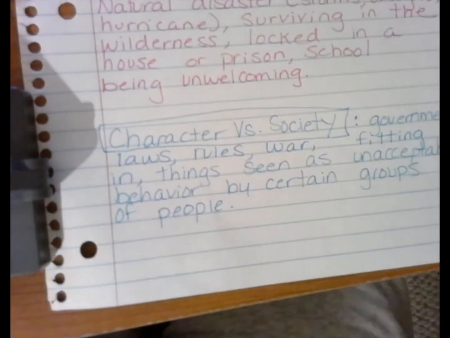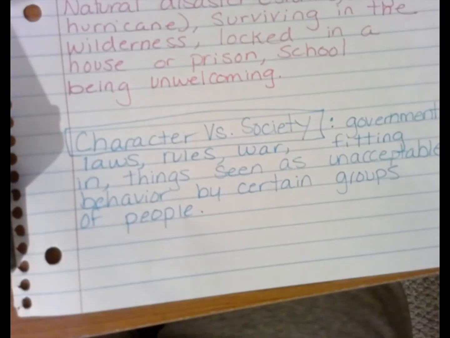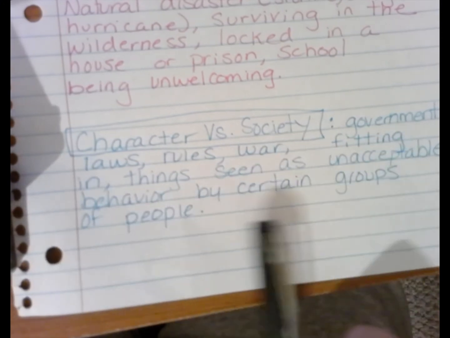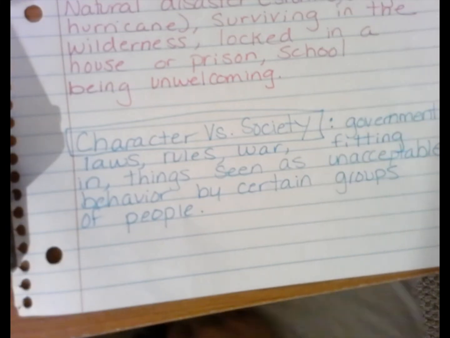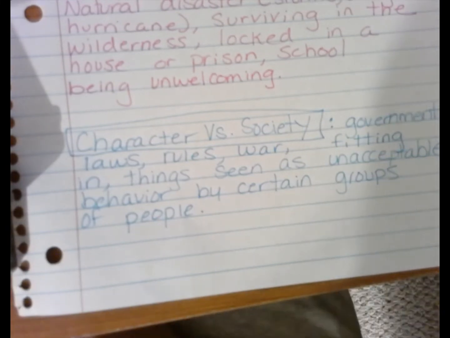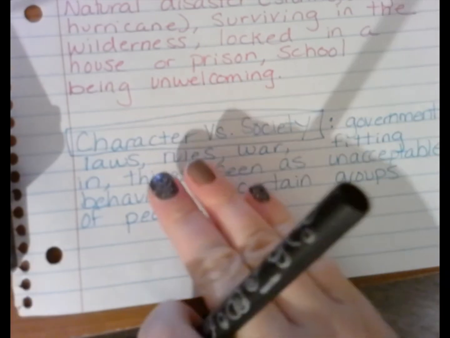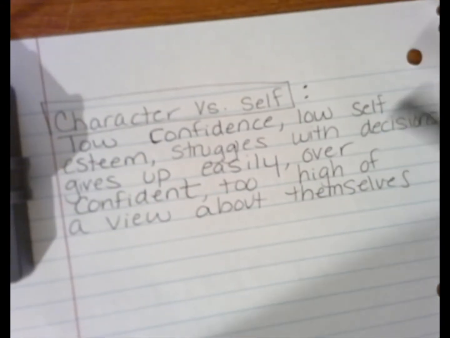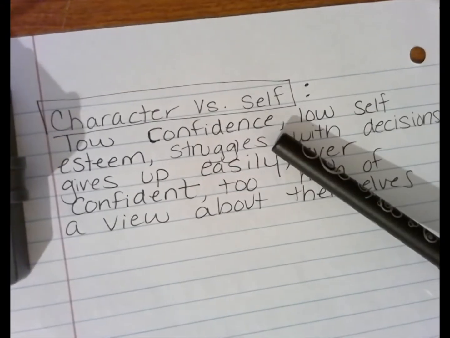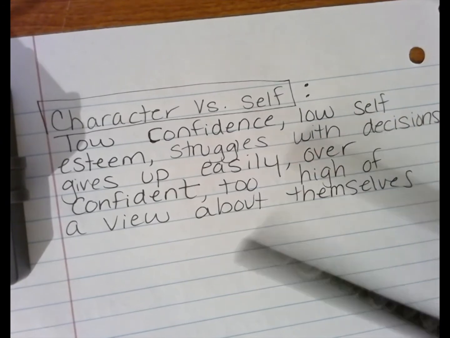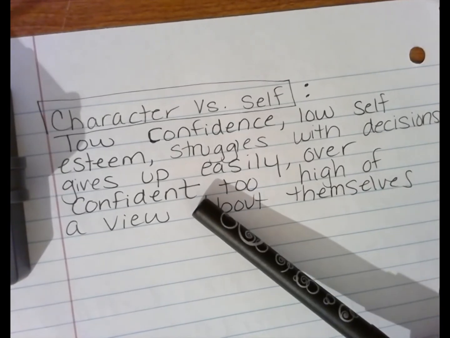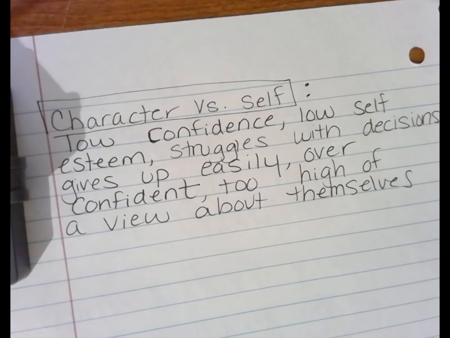The next one is character versus society, which this one gets explored a lot in our read aloud. The government, laws, rules, maybe a war, fitting in, things seen as acceptable behavior by a certain group of people. You can think like at school, like some people make fun of other people for the way they dress, things like that. And again, that's terrible. And the last one, which is a little more tricky, is character versus self. And this is when a character might have low confidence, low self-esteem, struggles with decisions, gives up easily, or on the opposite end, maybe is too confident, like Jen, or has a too high view about themselves.